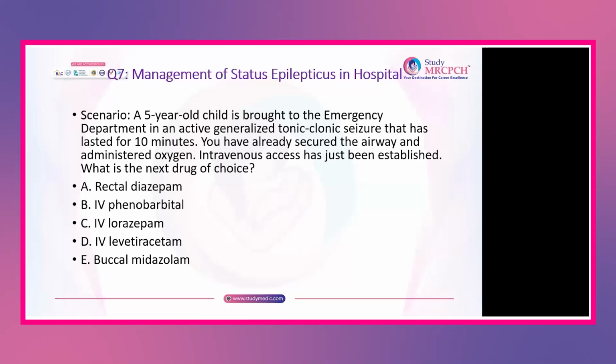See here, he did the ABCs for the child. He is seizing, but he is given the airway. He is given supplementation of oxygen. He established the IV line access. So first we give one of the benzodiazepines, which we will choose now. The options are rectal diazepam, IV phenobarbital, IV lorazepam, IV levetiracetam, or paclitaxel. Note the next drug will be one of the benzodiazepine medications, not the others, which are the second options.